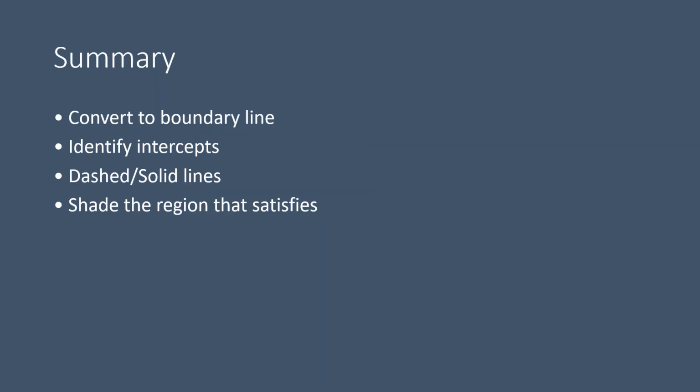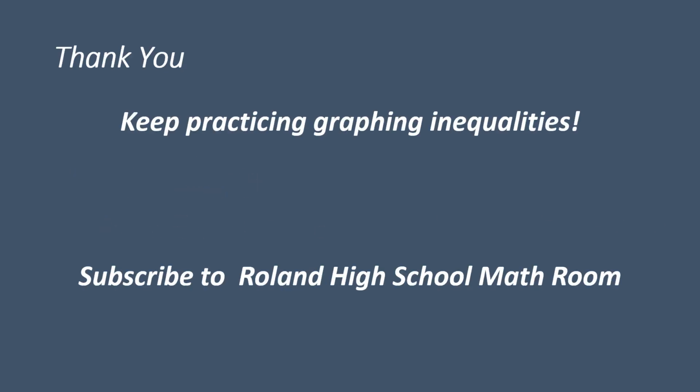So let's see the summary. The summary about this study was to convert the inequality sign to a line to draw that boundary line. The way we draw the boundary line is to identify the intercept on both the x and y axis. We are supposed to use the dash or the solid line, and shade the region that satisfies the inequality.